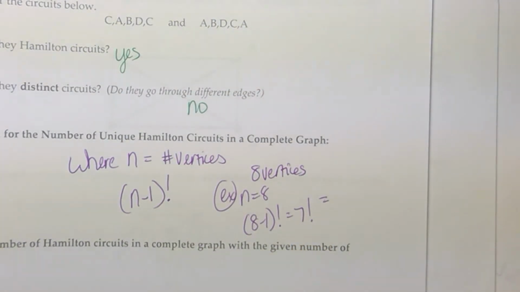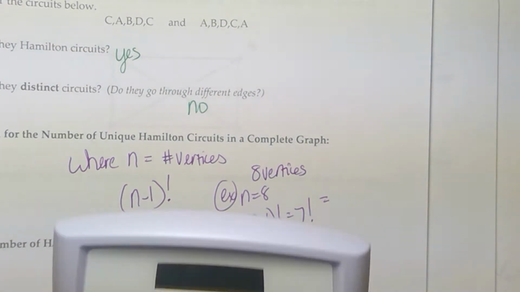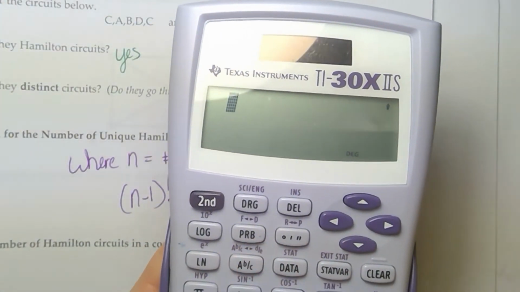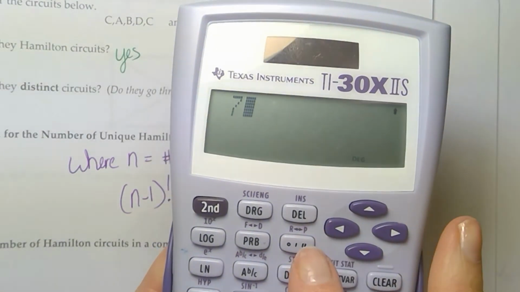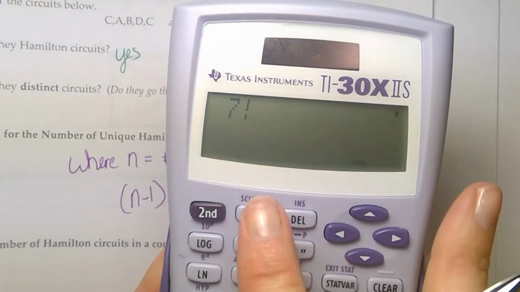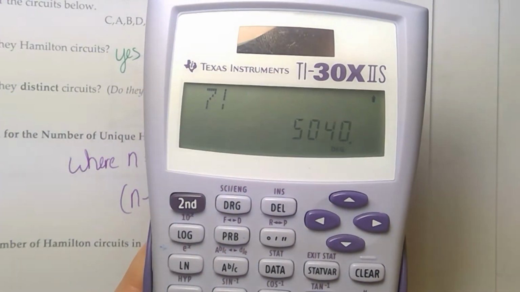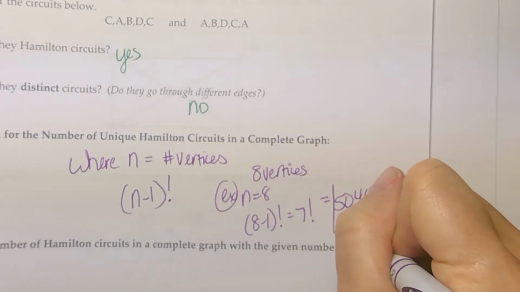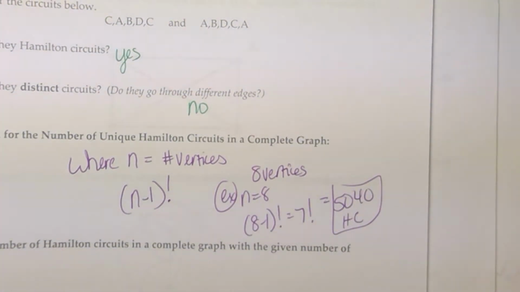Or I can use that probability button on my calculator. Remember your probability button right here? If I want to find 7 factorial, I input 7, push that probability button, and go across to the exclamation point. That's my 7 factorial of 5040. That's how many unique Hamilton circuits I will have.